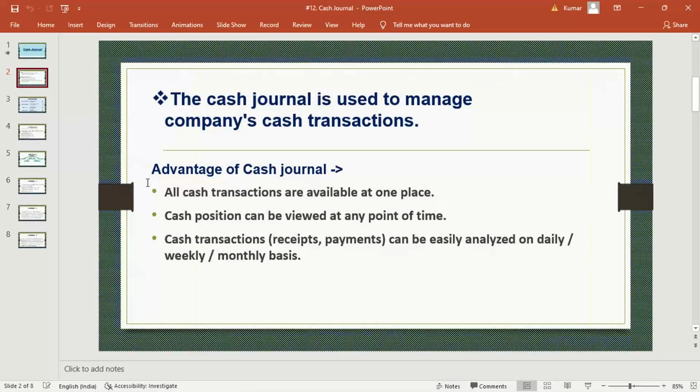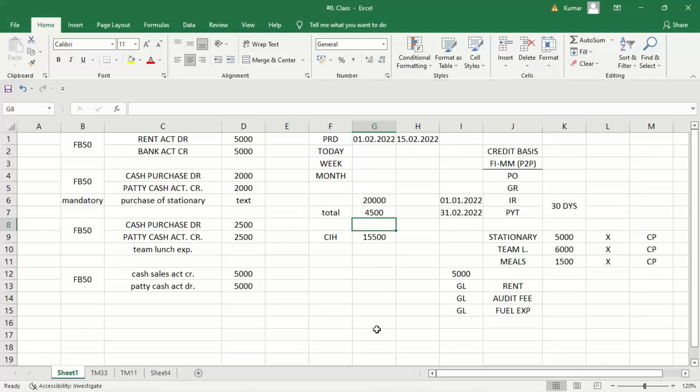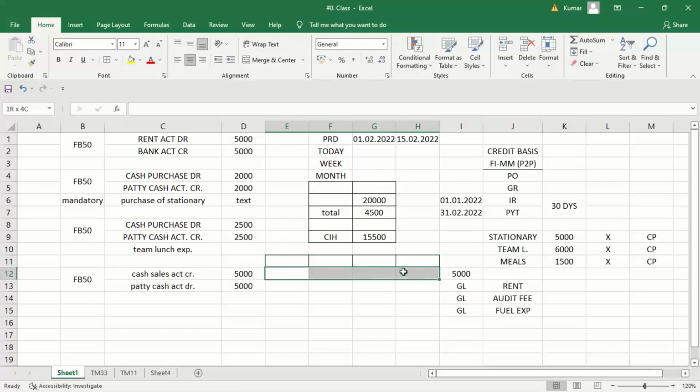Look at here. Cash journal is used to manage the company's cash transactions. Advantage: all cash transactions are available at one place, right? All the cash related transactions are available. Like at the bottom, let's suppose multiple line items are going to be posted, right? And here some impact will be there. At the bottom, what is happening? The line items are going to be posted.